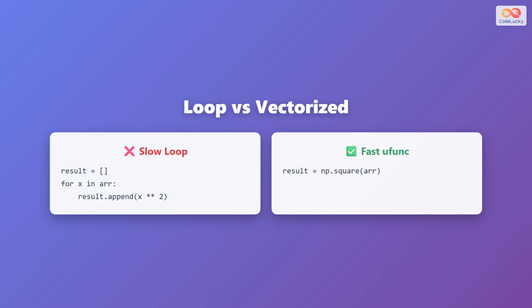Let's compare the traditional approach with the Ufunc approach. On the left, we have the slow loop-based method where we iterate through each element, square it, and append to a result list. This is the way you might naturally write code in pure Python. On the right, we have the fast Ufunc version using NumPy.square. This single function call handles all the elements at once using vectorized operations. The difference in performance can be dramatic. Ufuncs are often 10 to 100 times faster than equivalent Python loops.